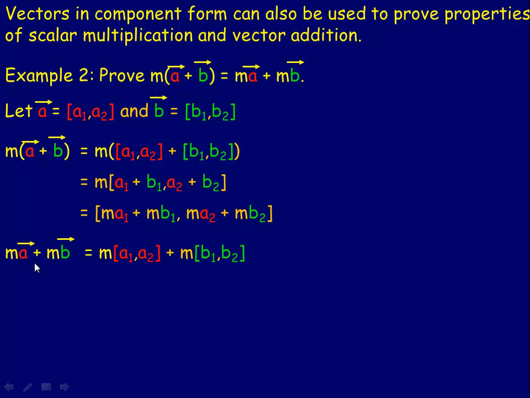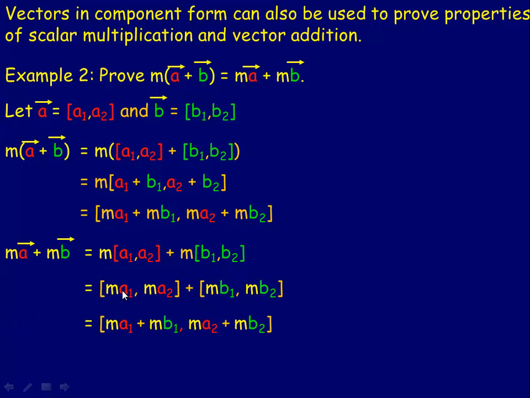So ma plus mb means we multiply a by m and b by m and then add them afterwards. So m times a1, a2 would be ma1, comma, ma2. m times b1, b2 would be mb1, comma, mb2, and then we add them. So ma1 gets added to mb1, and that's the x component of the vector, and then ma2 gets added to mb2, and that's the y component of the vector. X component here, y component here. And notice that these two quantities are the same.